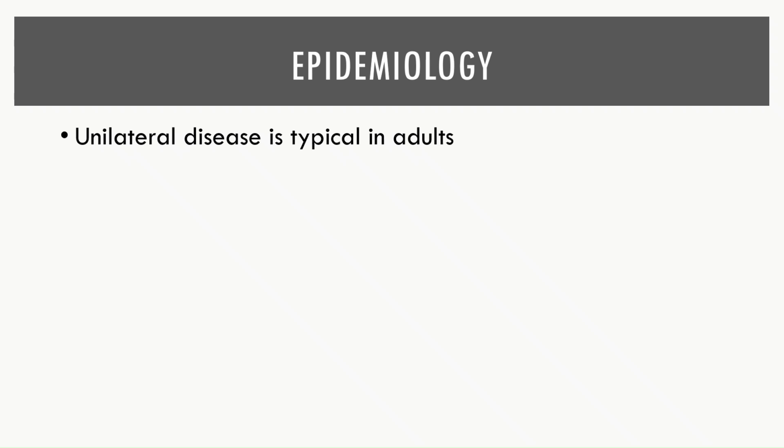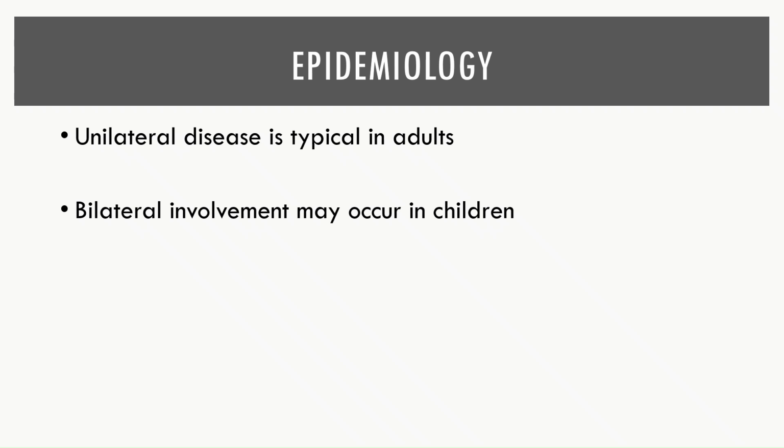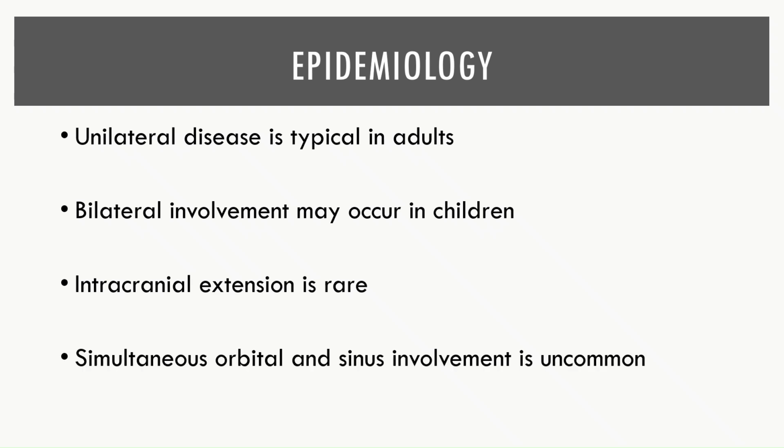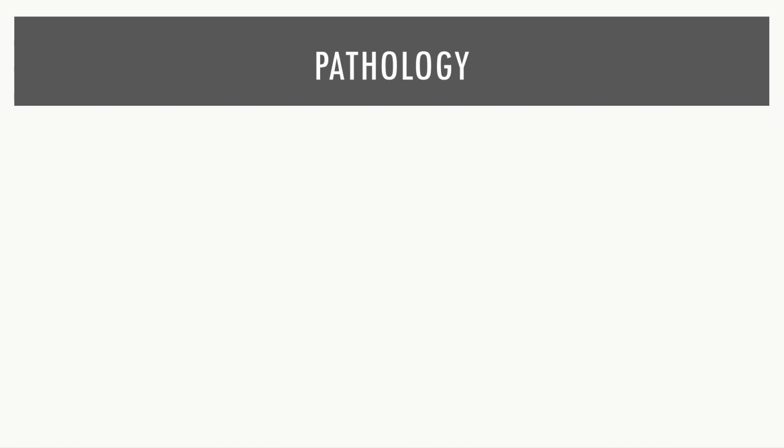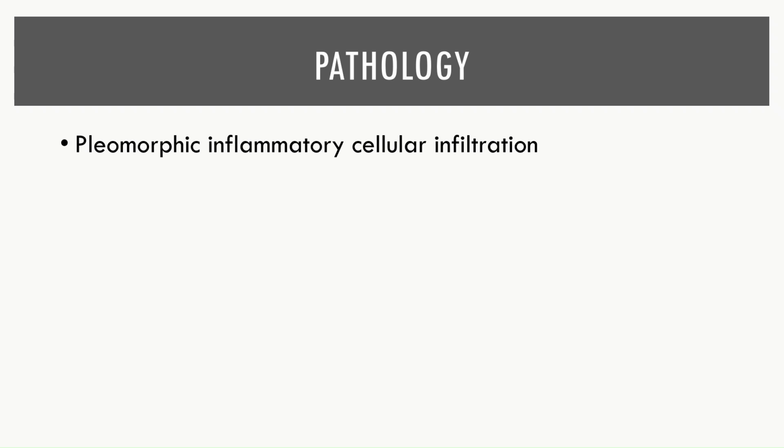Unilateral disease is typical in adults, although in children, bilateral involvement may occur. Intracranial extension is rare. Simultaneous orbital and sinus involvement is also rare and may be a distinct entity. Pathology. Histopathological analysis reveals pleomorphic inflammatory cellular infiltration followed by reactive fibrosis.